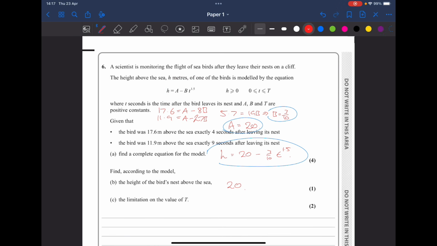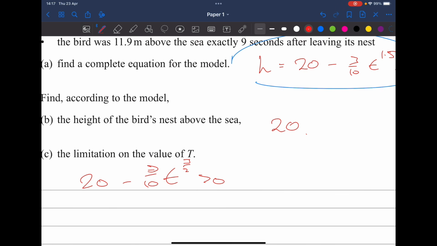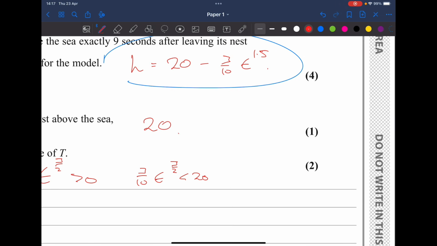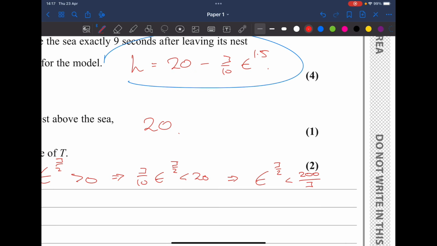So we have 20 minus 3/10 of t to the 1.5. I'm actually going to write 1.5 there as 3 over 2. That needs to be positive. So let's rearrange this. We can add the 3/10 stuff to the other side, so that is all going to be less than 20. Times by 10 divided by 3 gives us t to the 3 over 2 is less than 200 divided by 3 on the bottom.